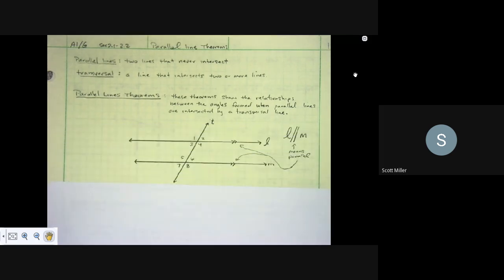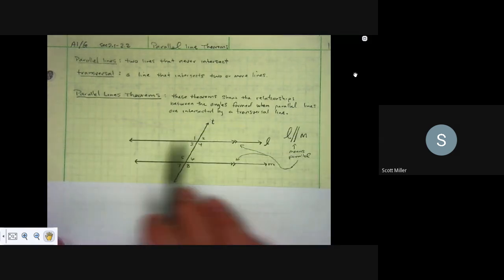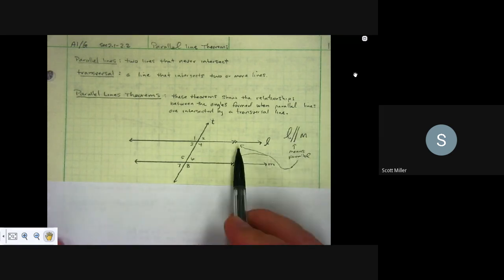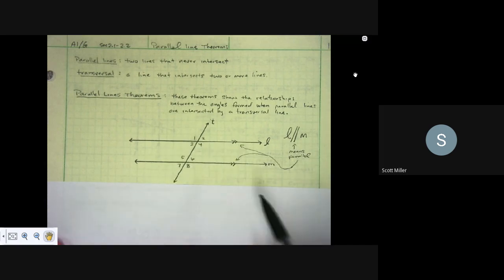Parallel lines theorems. These theorems show the relationship between the angles formed when parallel lines are intersected by a transversal line. So here's what we have. Lines L and M are parallel, which is the symbol for parallel. The notation on the line itself is these little feather marks. I use two of them here, but they could be one or three. Any lines that have the same markings, little arrows like so, are parallel lines. And then I've numbered all the angles that are created. T stands for the transversal.